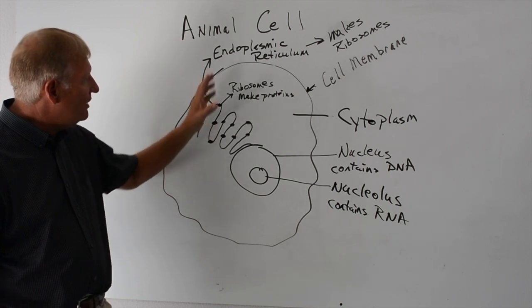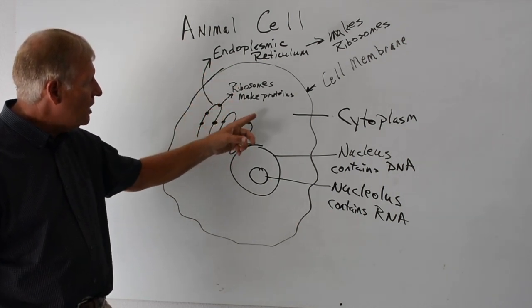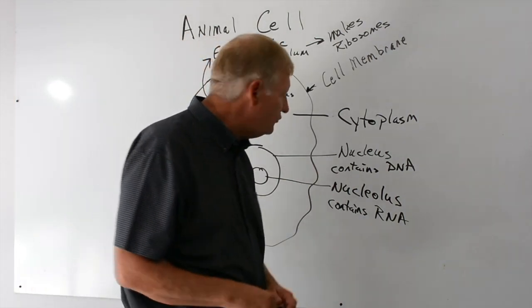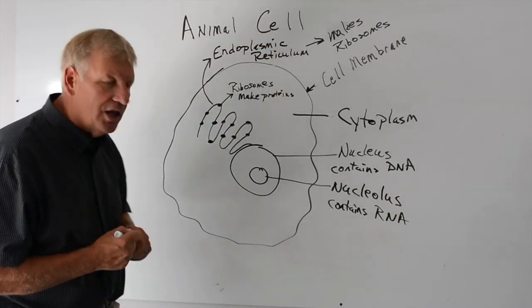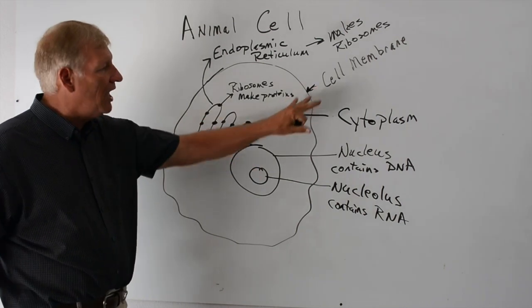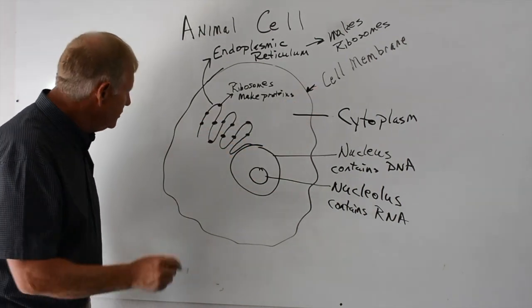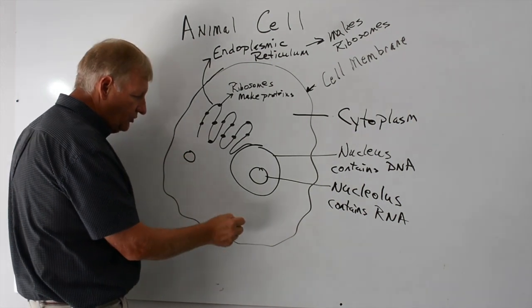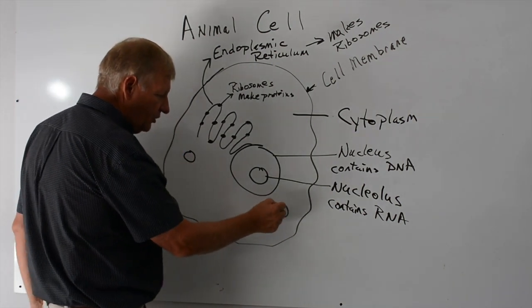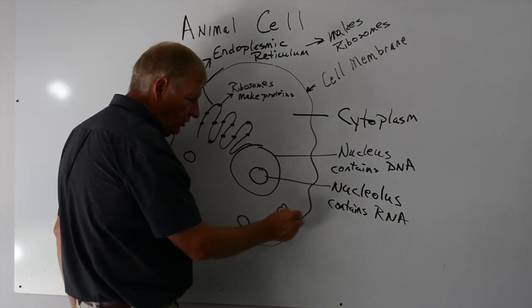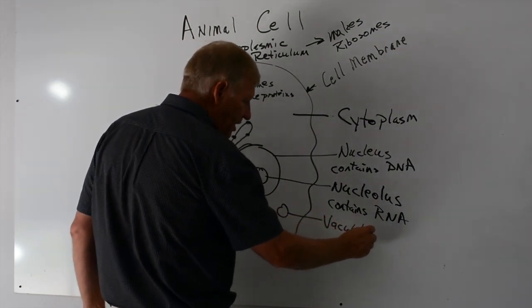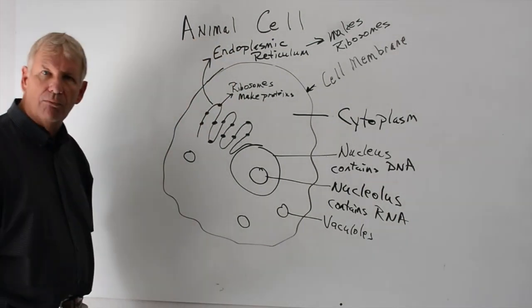So here we go. We have the endoplasmic reticulum, and then the ribosomes. And they're attached to the nucleus and nucleolus. And then, I was telling you that the cell membrane allows certain things to come in and out of the cell. So throughout the cell, we have these little circles, and those little circles are called vacuoles. V-A-C-U-O-L-E-S. And that's where we get our word vacuum from.